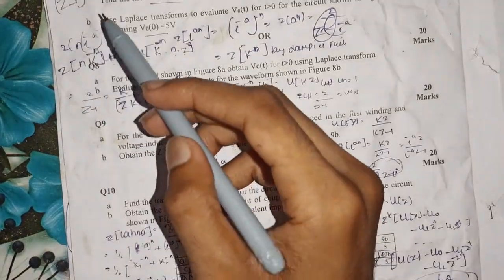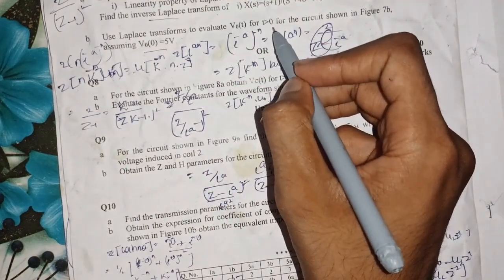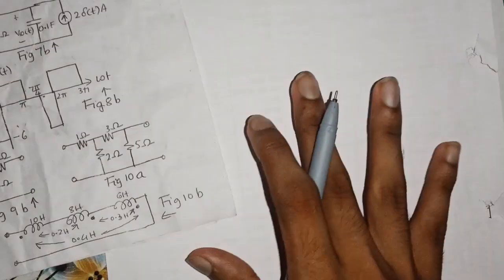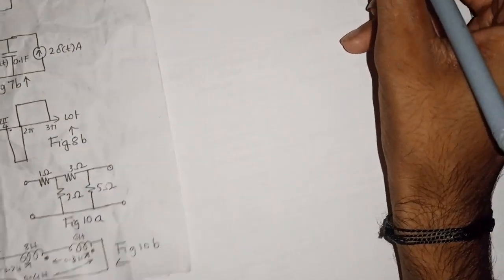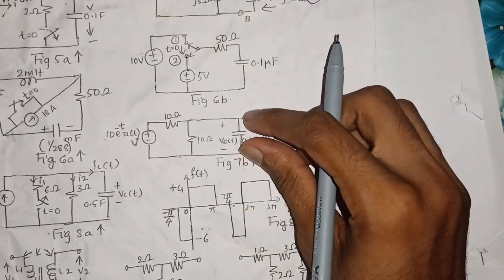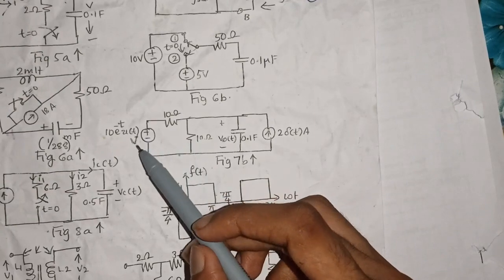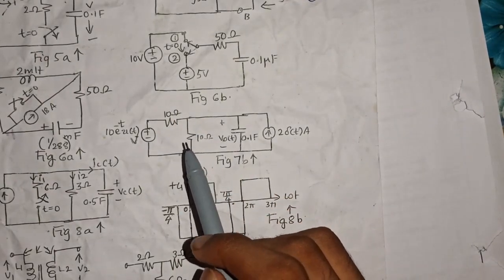So the next sum, which is 7b: use the Laplace transform to evaluate v0 of t for t greater than 0 for the circuit shown in figure 7b, assuming v0 of 0 is 5 volts. Yes, they have given v0 of 0 minus as 5 volts, that is the voltage across this before any time is 5 volts. So this is a Laplace transformation numerical.